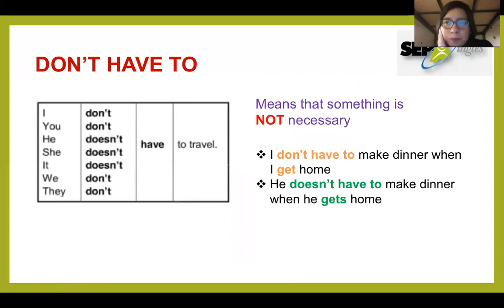Okay, what about don't have to? The negative expression of have to means that something is not necessary, right? And again, when you are expressing the negative form of have to, you invite an extra auxiliary verb, which is the verb to do, don't or doesn't, depending on the pronoun that we use. I don't have to travel, she doesn't have to travel. Okay? I don't have to make dinner when I get home. He doesn't have to make dinner when he gets home.